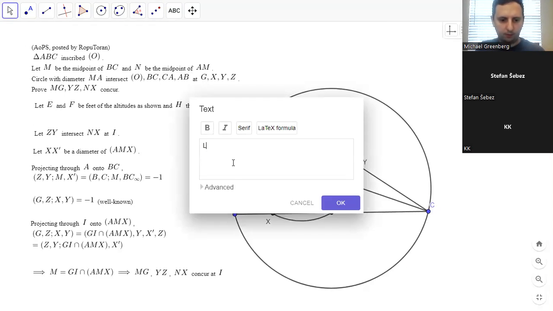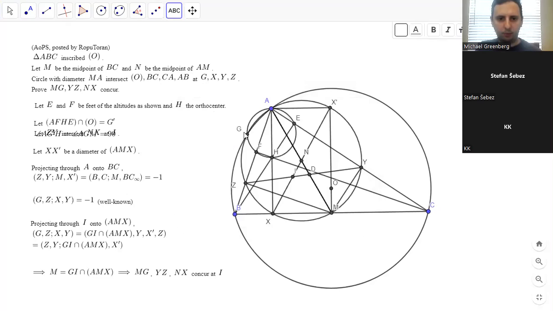I'll do it this way. G prime, then angle A G prime H equals angle AGM, which is 90. It's well known that GH prime and G prime H and M are collinear.